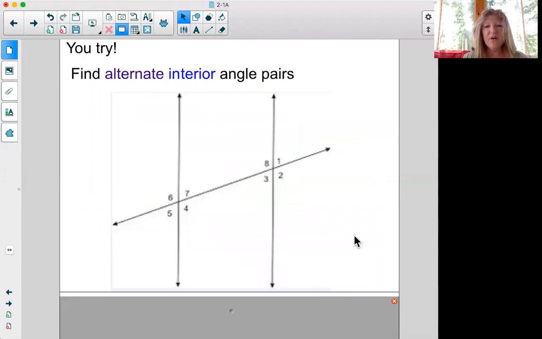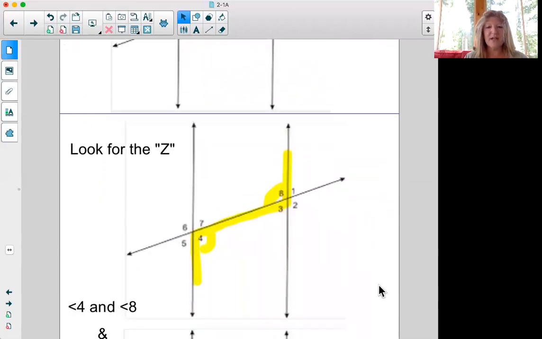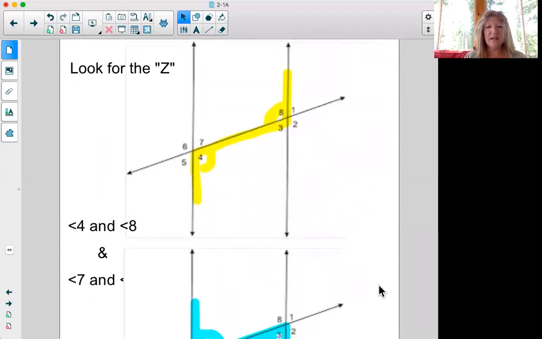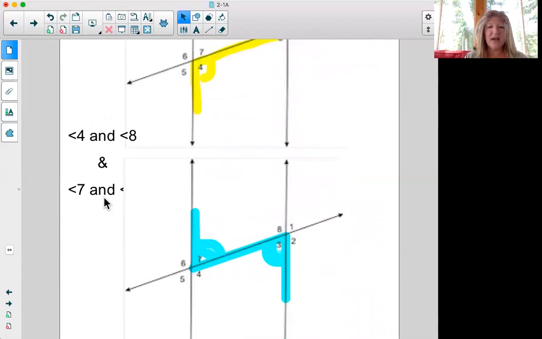So pause the video and you try to find alternate interior angles, even though that diagram's rotated in space. Remember, here are your 2 lines and here's a transversal. We're looking for the letter Z. And so we can either say angles 4 and 8, and also we could say angles 7 and 3.